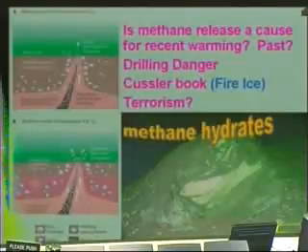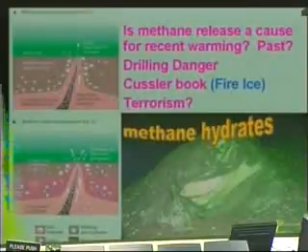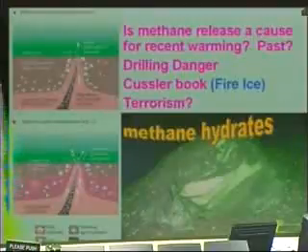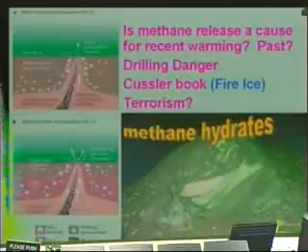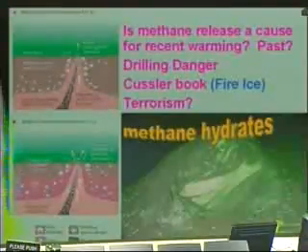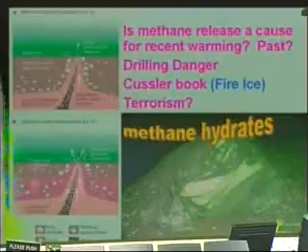Clive Cussler wrote a book called Fire Ice. That's the methane hydrate, fire ice. And in the book, in the drama of the book, they talk about people trying to purposely release this to cause tsunamis, to go across the Atlantic Ocean and hit Washington, D.C., and kind of a political implication thing in terms of terrorism, I guess. But it's a product that's there.